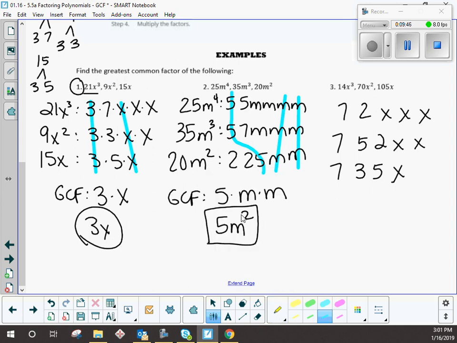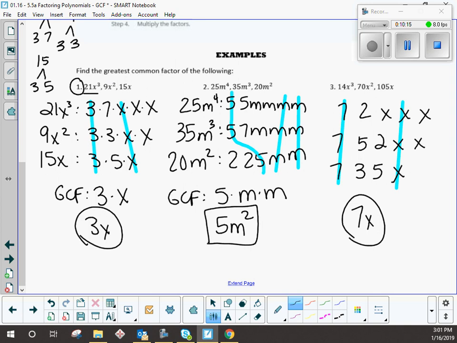Megan, what numbers do they have in common? Number or numbers? They have a 7. And how many x's do they have in common? 1. And so our GCF is 7 times x, which is 7x. All right?